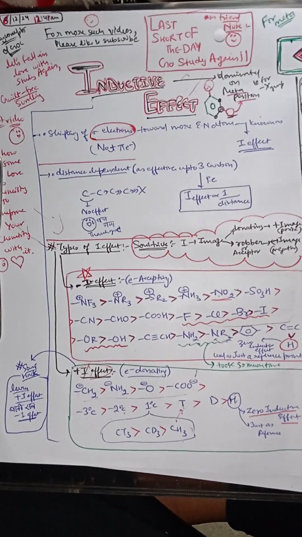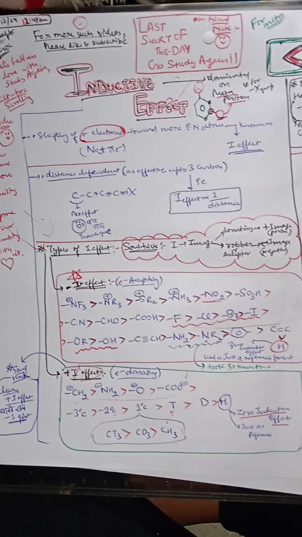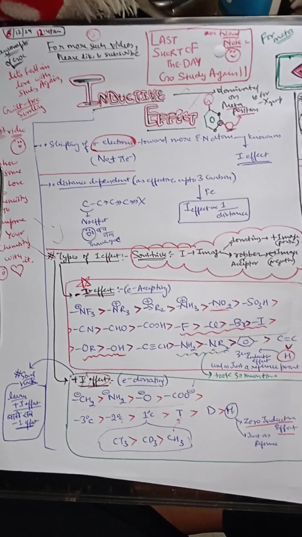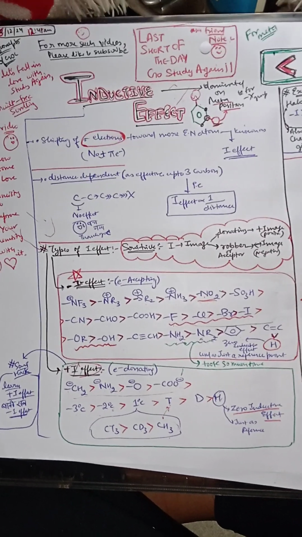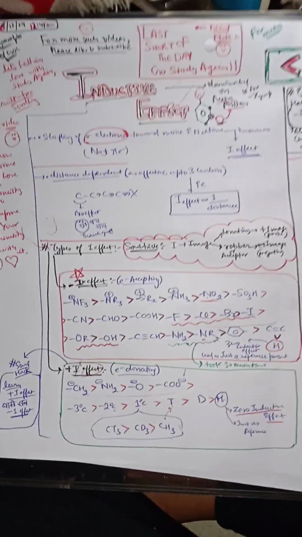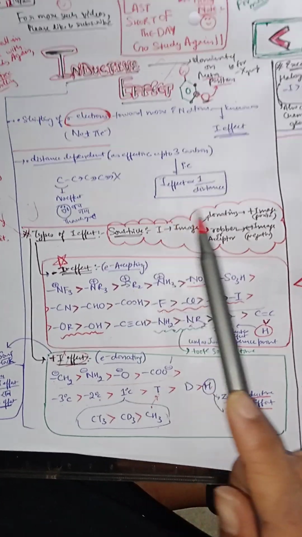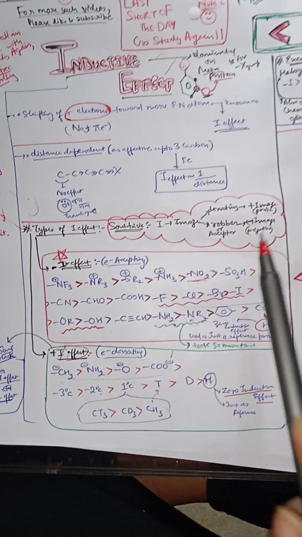So when a group is attached to a carbon chain, the effect caused by it is either that it pulls the carbon chain electrons, or it gives away its electrons to the carbon chain. Based on this, there are two types of I effect, which are plus I effect and minus I effect.